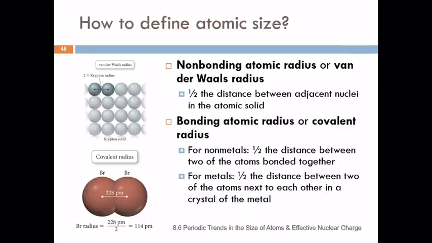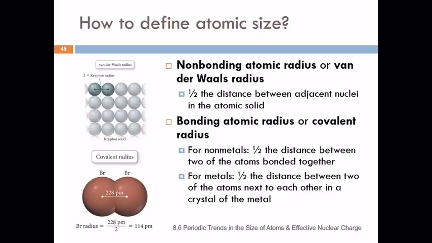Atomic size. We're going to look at some periodic trends that we can find on the periodic table, and one of them is the size of atoms. These trends are useful because just by looking at positions on the periodic table, we can predict, oh, well, this one's probably bigger than that one. They're not hard and fast rules, though. There are exceptions, so they're just generalizations.